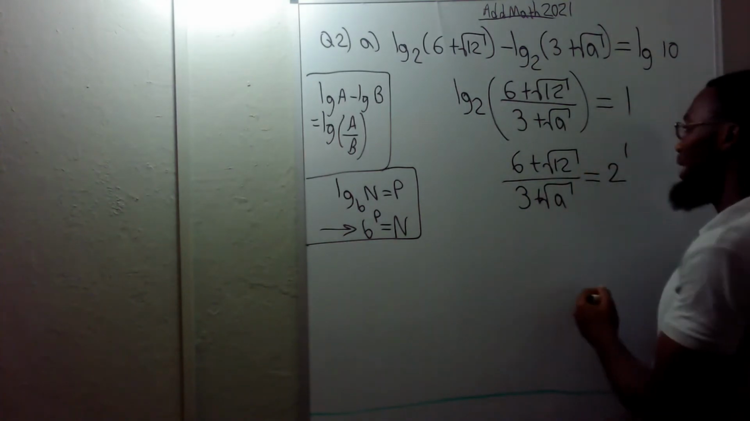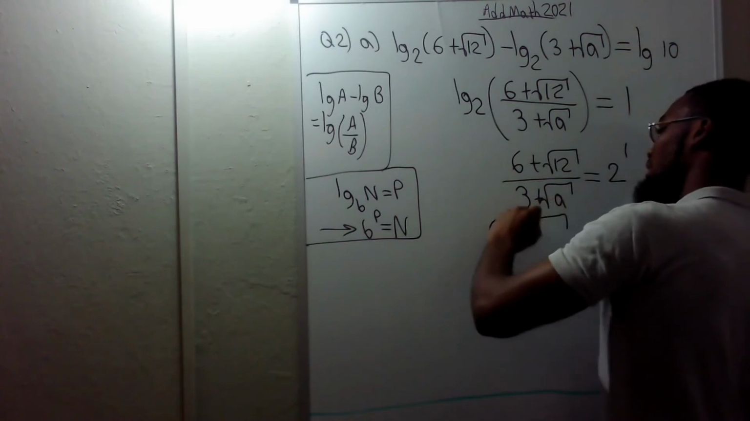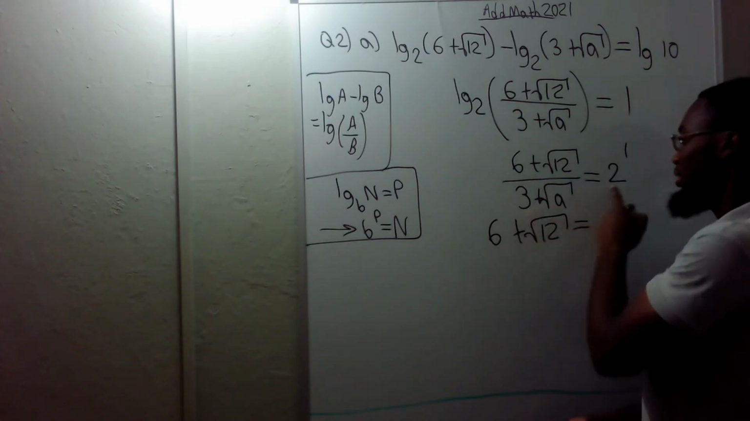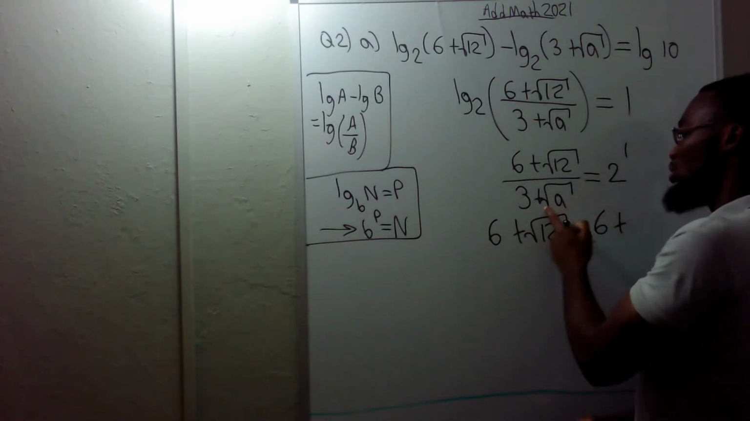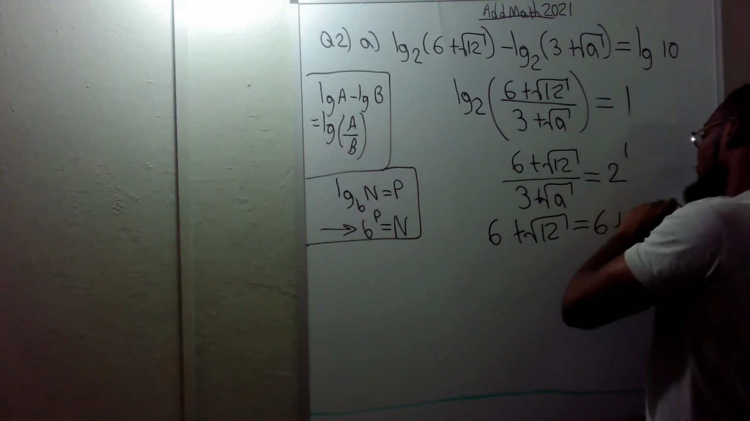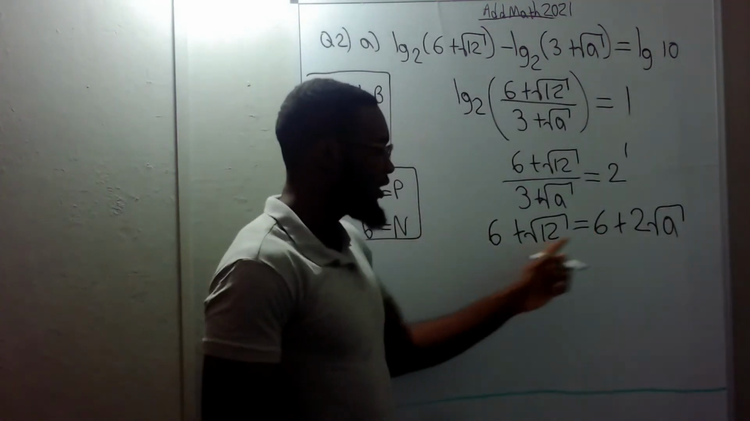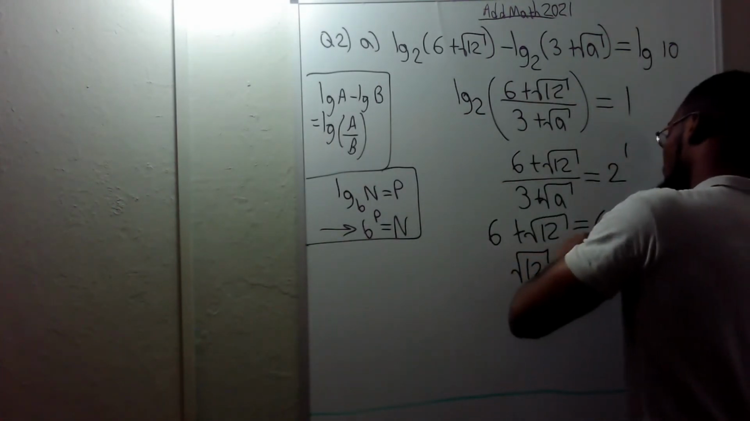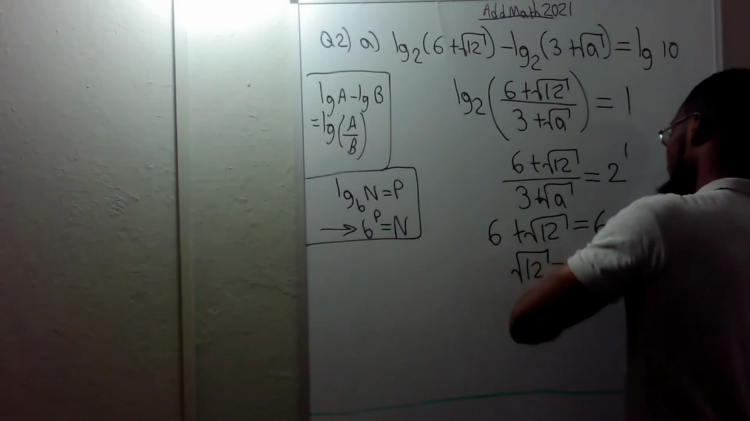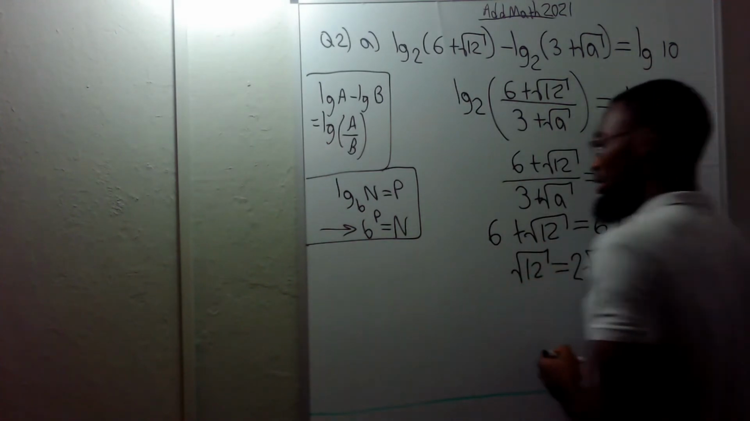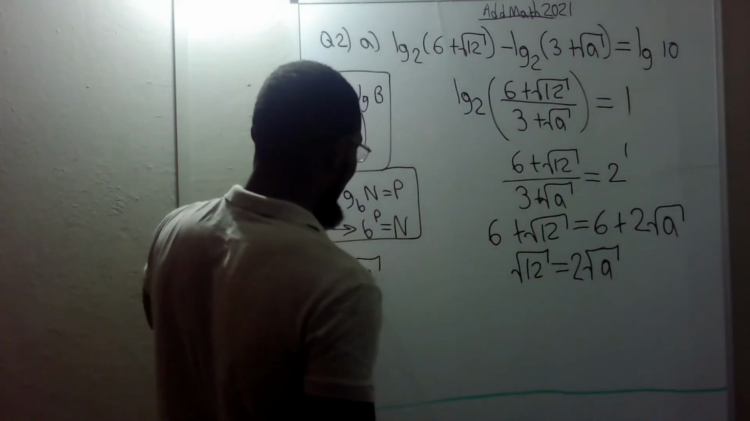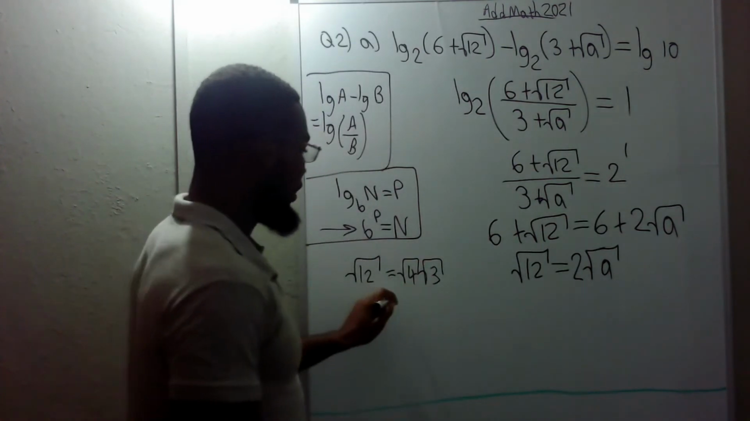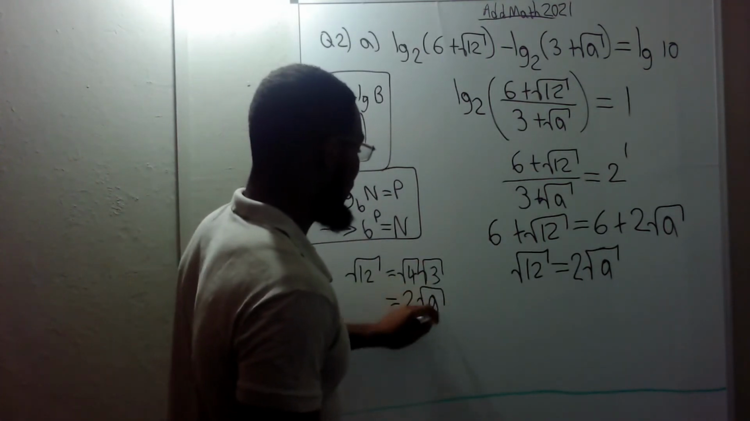We can cross multiply, guys, and get 6 plus root 12 is equal to 2 times 3, and 2 times 3 is 6. So we get 6 plus 2 times root a, which is 2 root a. Now guys, the 6 cancels on each side. So now we get root 12 equal to 2 root a. But then remember, root 12 is equal to root 4 times root 3, and root 4 is 2. That's 2 root 3.